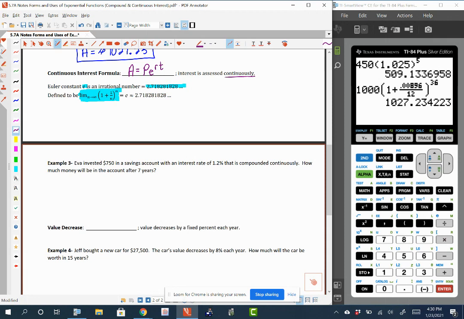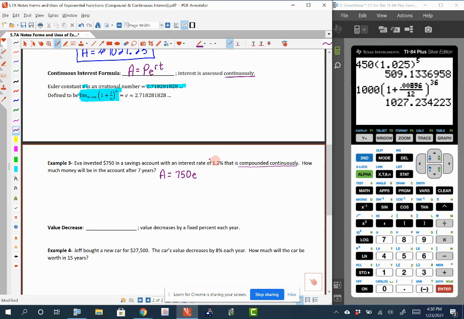So it says Eva invested $750 into a savings account with an interest rate of 1.2%, and it says it's compounded continuously. So that tells me I need to use this formula. How much money will be in the account after 7 years? So again, we're going to start with our capital A. That final amount is what we're looking for. Initially, she's putting in $750. And we're going to say times e to the RT exponent.